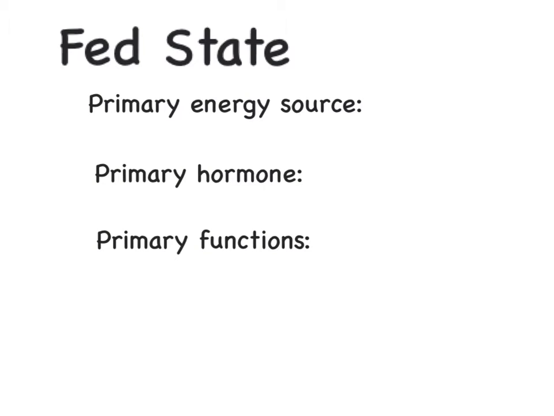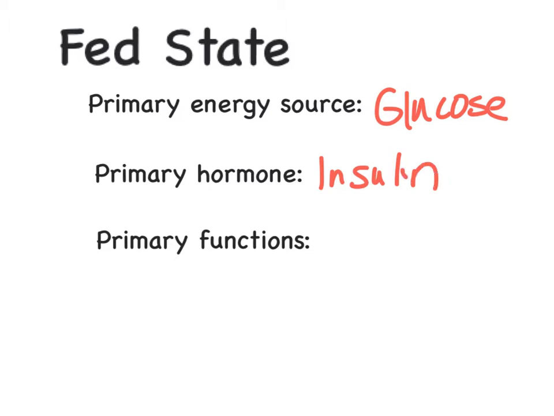There have been several questions about the fed and fasting state, so I thought I'd take a moment to look at each one of those, and we'll start by taking a look at the fed state. In the fed state, there is plenty of glucose around, so that is what we'll be using as our primary energy source. Recall that glucose will cause the secretion of insulin from the pancreatic beta cells, and so that is what's going to be the primary hormone in our fed state.